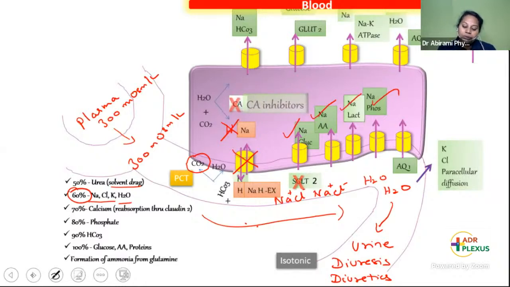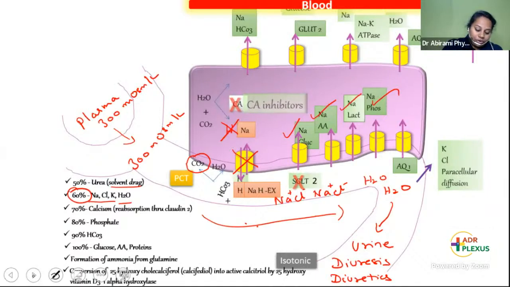Formation of ammonia from glutamine. This reaction is important because ammonia, which is formed from glutamine, combines with the H plus which is already there, which came out through the sodium hydrogen exchanger, to form ammonium. What is this reaction called? Buffering reaction. So what is the role of this ammonia formed from glutamine? It helps as a buffer. It neutralizes the H plus. Otherwise, urine will become very acidic. So you need buffers to neutralize the H plus. We already have one buffer, bicarbonate. Now this is the second buffer, ammonia, which helps you neutralize the H plus.